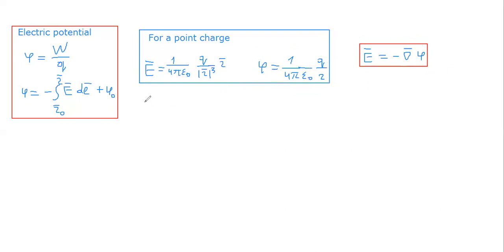Let's try to do this. E is equal to minus gradient of phi, and it is equal to minus d phi by d x i plus d phi by d y j plus d phi by d z k.